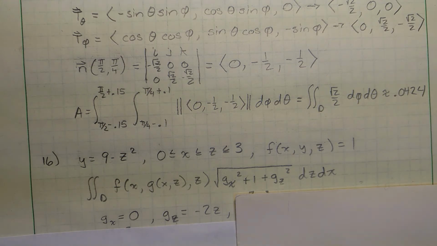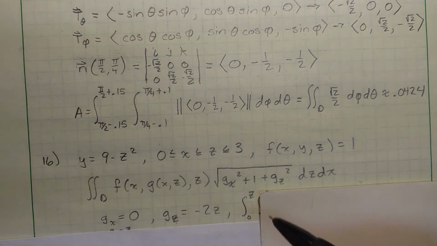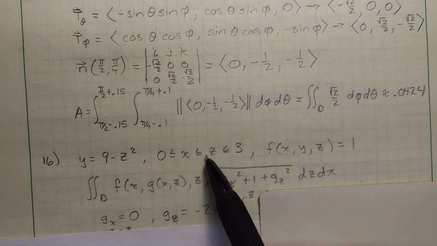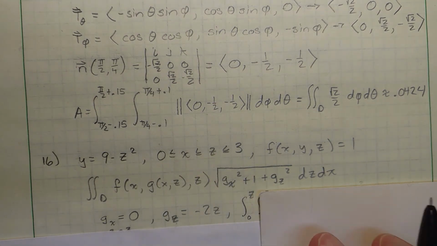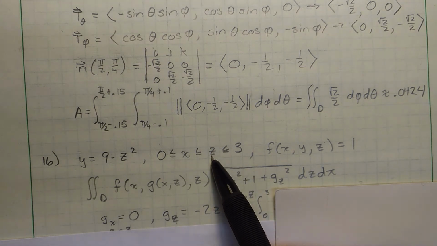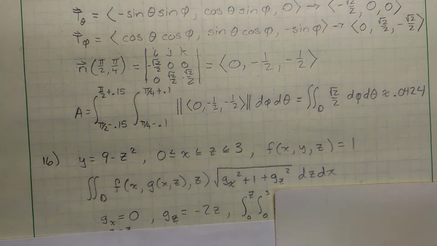So now I can go ahead and substitute in. Now I've got the integral, and notice for x, it goes from 0 to z. For z, it's going to go anywhere from 0 to 3.